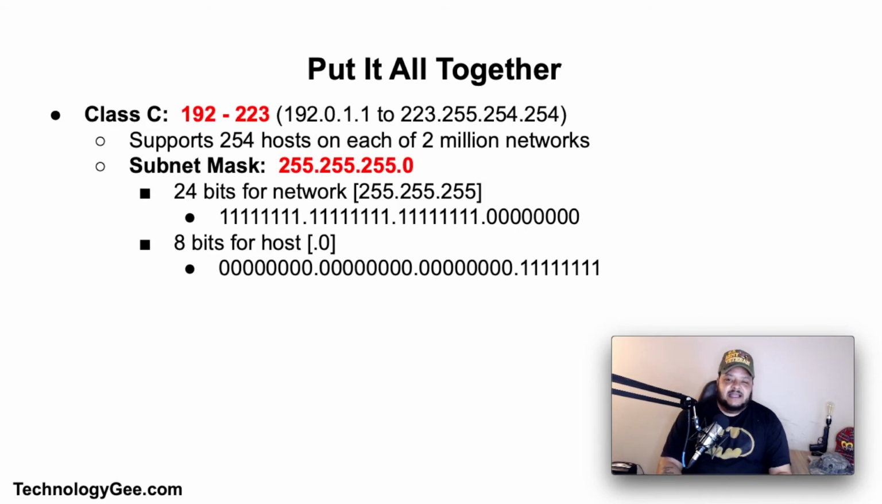And then we get to class C. This is 192 to 223, and this supports 254 hosts on 2 million networks, and its subnet mask is 255.255.255.0. It has 24 bits for the network, which is represented by the 255.255.255, and you can see its binary equivalent below, and it has 8 bits reserved for the host, which you can see its binary equivalent down below.